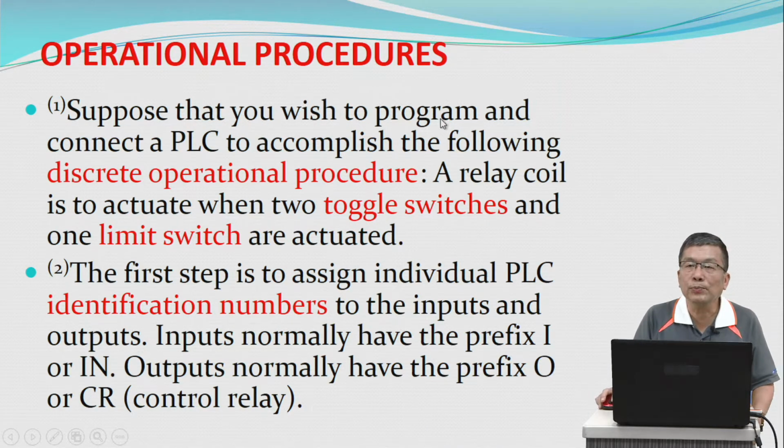Suppose that you wish to program and connect a PLC to accomplish the following discrete operational procedure. A relay coil is to actuate when two toggle switches and one limit switch are actuated. The first step is to assign individual PLC identification numbers to the inputs and the outputs. Inputs normally have the prefix I or IN. Outputs normally have the prefix O or control relay, CR.